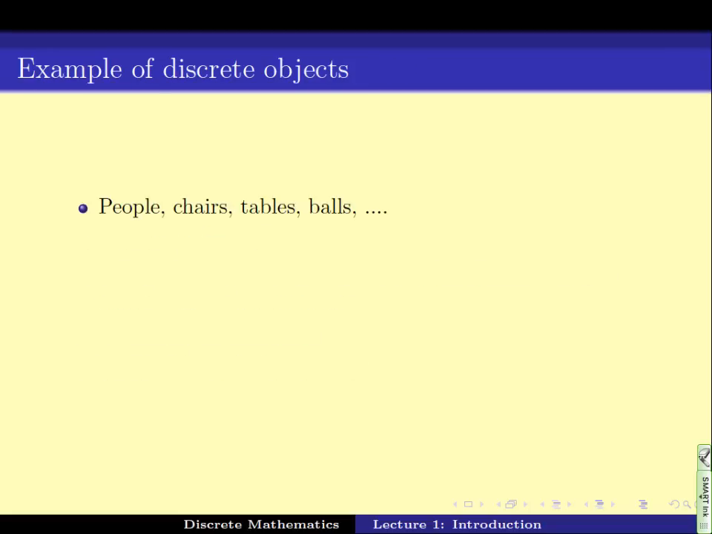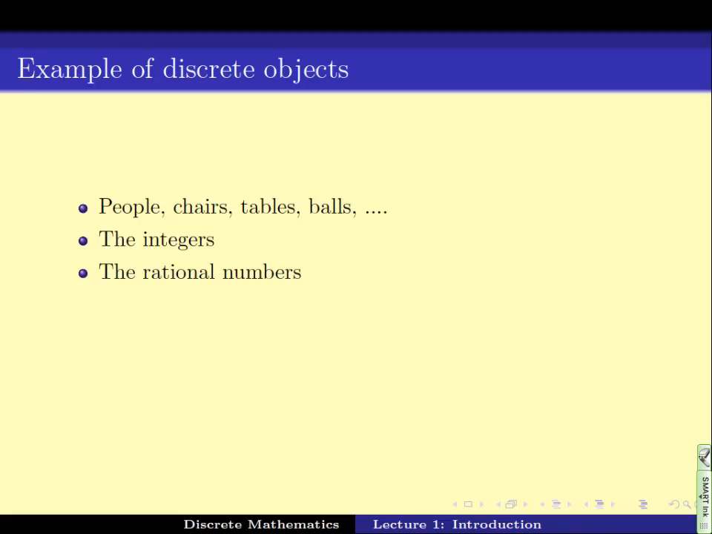Things that we see around us, objects like people, chairs, tables, balls, etc., are discrete objects. The integers, that is 1, 2, 3, 4, 5 or 0, minus 1, minus 2, minus 3, minus 4, are discrete objects. They are countable.